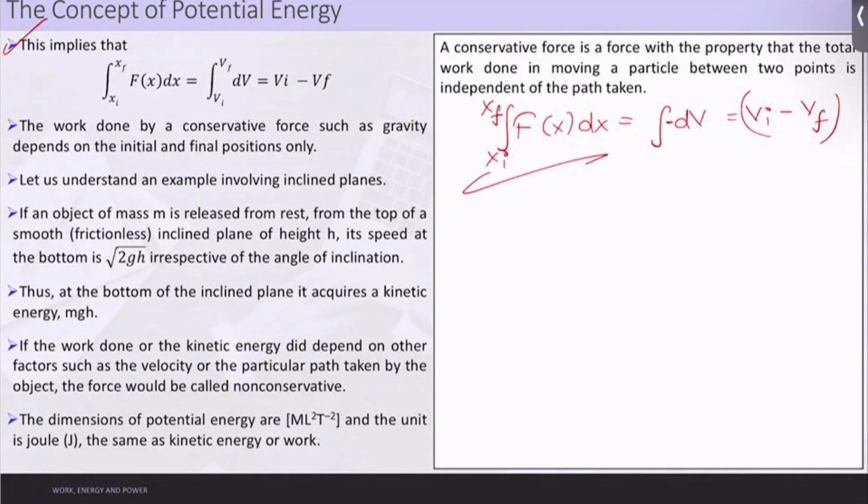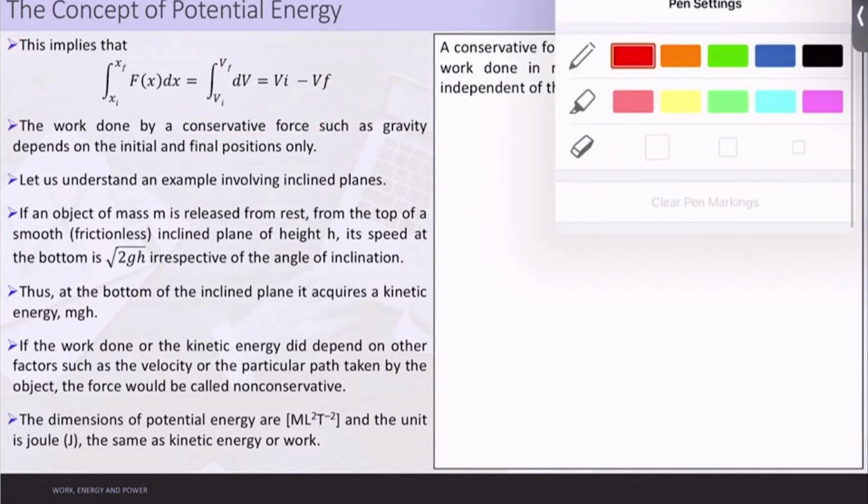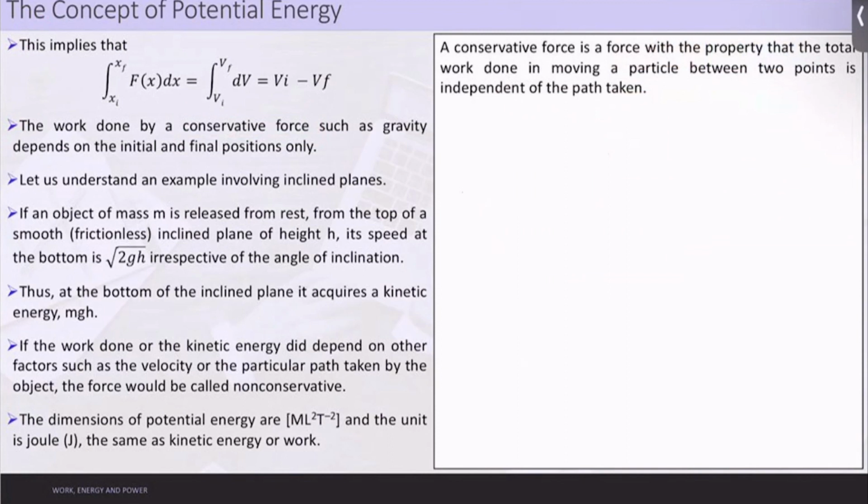Therefore, the work done by a conservative force such as gravity depends on the initial and the final positions only. A new word has come up here, called a conservative force. So before understanding the line here, let us first understand what a conservative force is. I have just written the conservative force definition directly here. A conservative force is a force with the property that the total work done in moving a particle between two points is independent of the path taken.